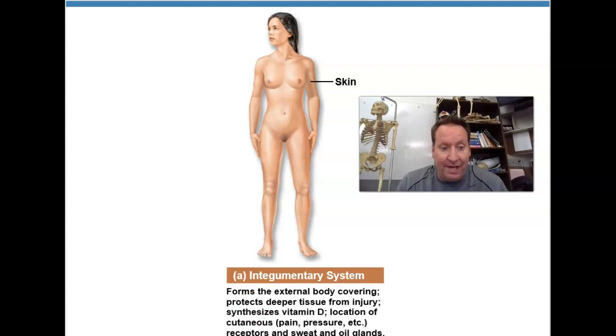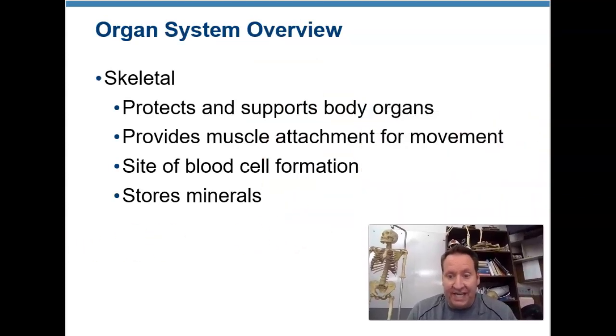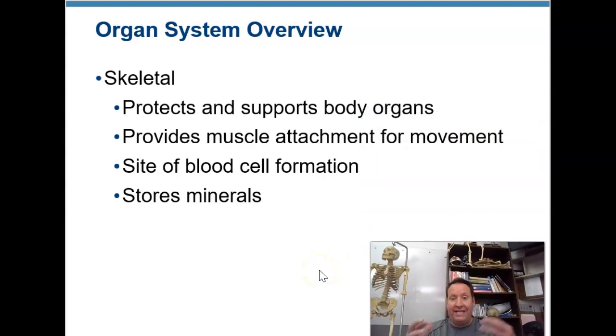The next organ system that we have is the skeletal system. The skeletal system has a protective property associated with it. It's going to protect and support body organs. When you take a look back here, you can see the rib cage. This rib cage is made of bones. These bones of the rib cage are protecting your heart and your lungs.